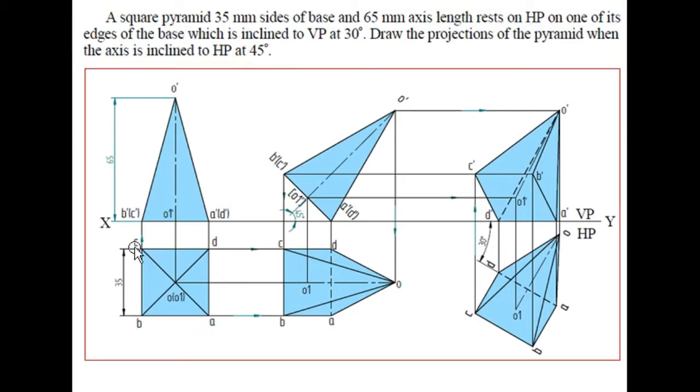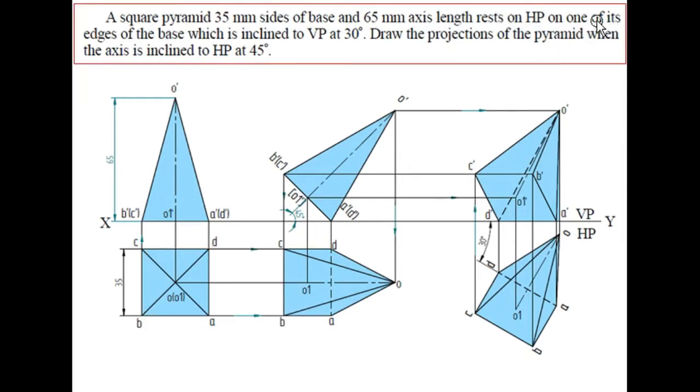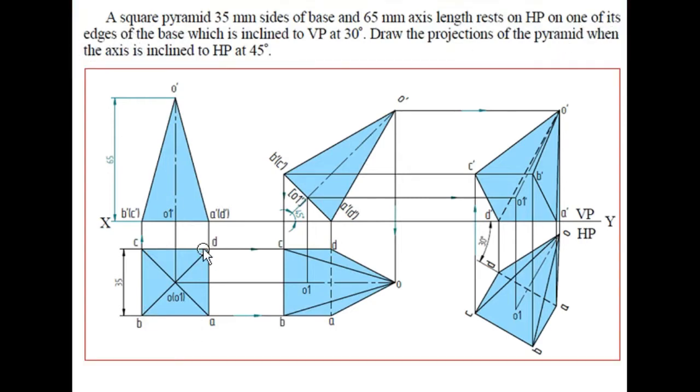So A, B, C, D is the base of the square pyramid, and it says that it is resting on one of its edges. So that is why an edge representation has to be made. In the projection of planes, the edge representation was on the left side, right? With respect to this side, it was tilted, whereas in projection of solids, the edge representation is from this side. With respect to this edge, we tilt the pyramid. So that is why a square representation has been made like this.